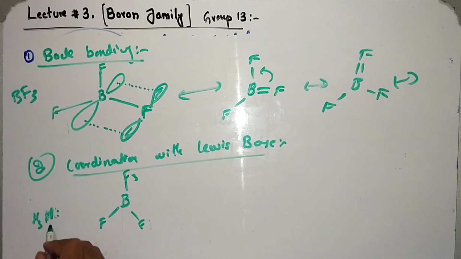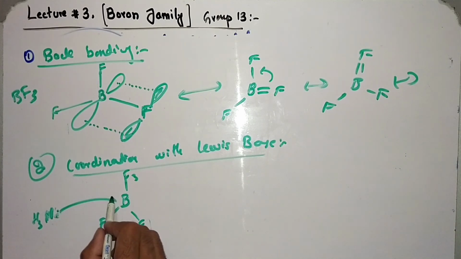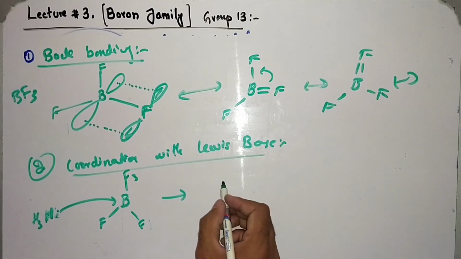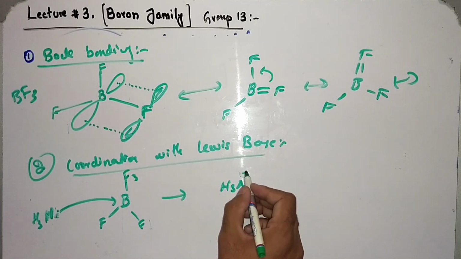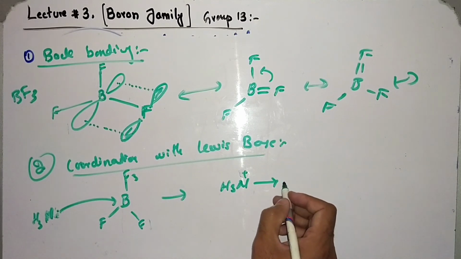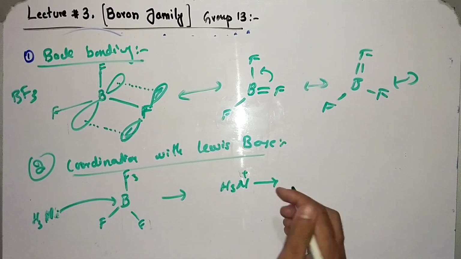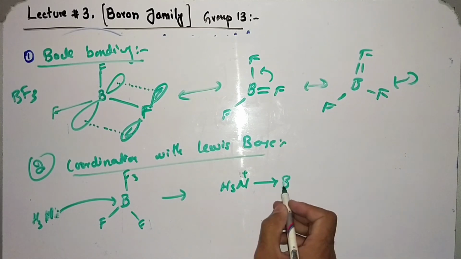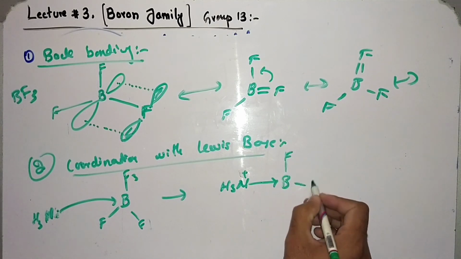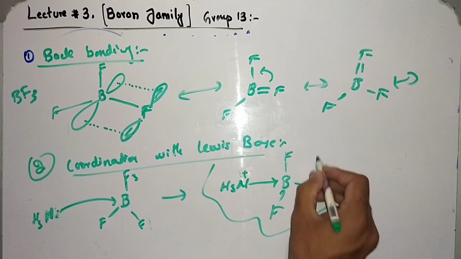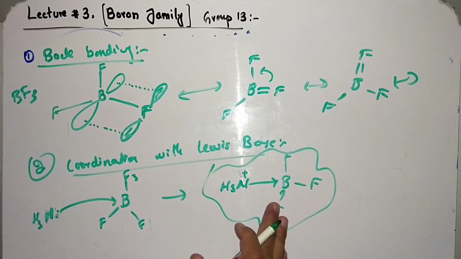the lone pair of ammonia, the lone pair of nitrogen, will attack this vacant orbital and produce H3N with a plus charge, due to loss of electron it gets a plus charge. That is boron, and that is the coordinate covalent bond. A coordinate covalent bond is denoted by an arrow. This is the fluorine. Due to the coordination number, it has also removed the electron deficiency.